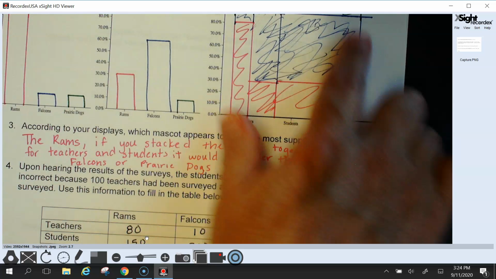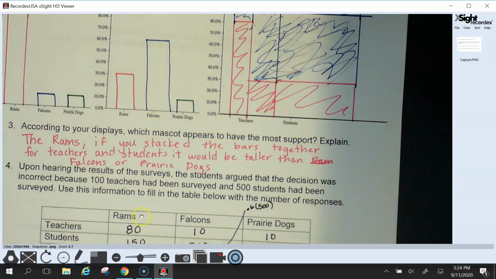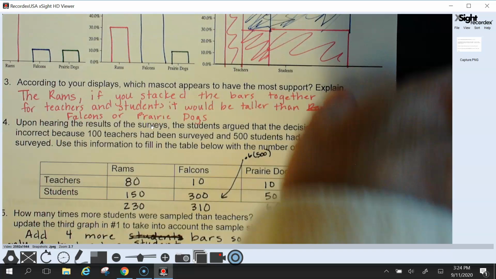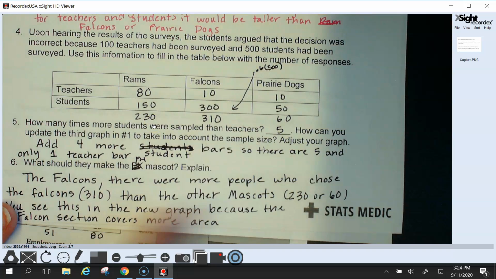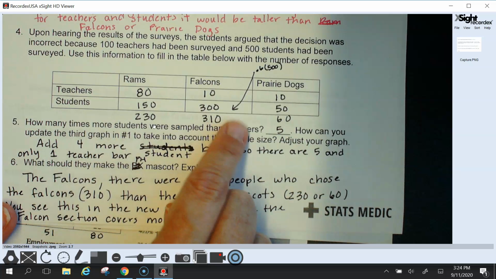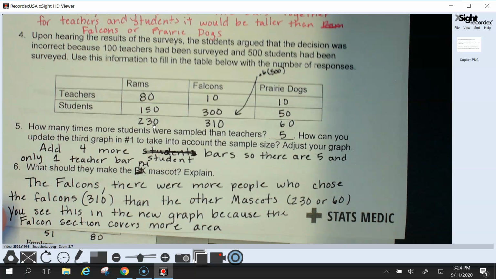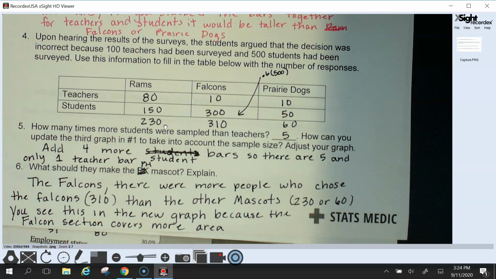Well, if you're looking at this, the area right here, this big blue area, that's actually representing the Rams. Okay, you can also see that from the table right here. I'm sorry, that's actually representing the Falcons. You can also see that from the table right here. The mascot should be the Falcons. The Falcons were chosen 310 times compared to the other 2 mascots.